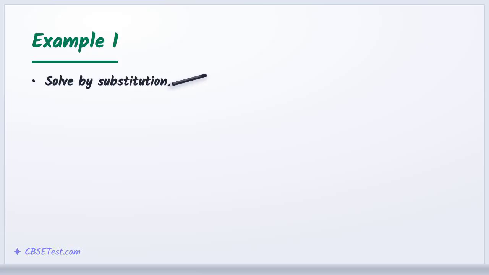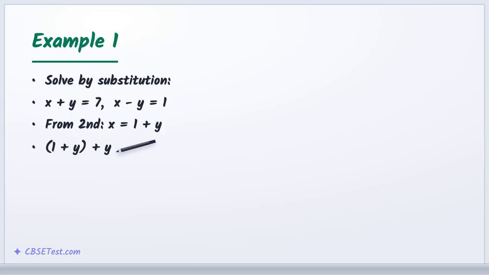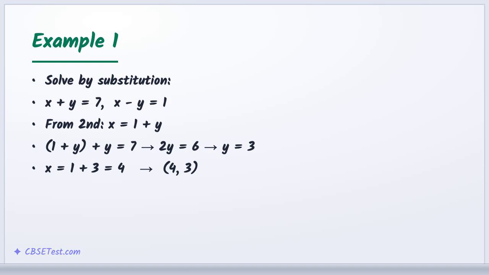Solve x plus y equals 7 and x minus y equals 1 by substitution. From the second, x is 1 plus y. Put that into the first. 1 plus 2y equals 7, so y is 3. Then x is 4. The solution is (4, 3).